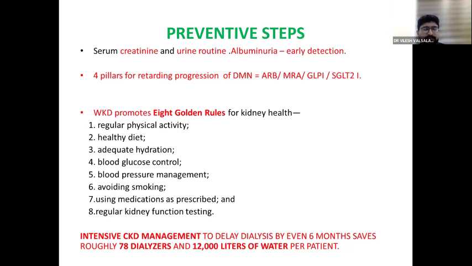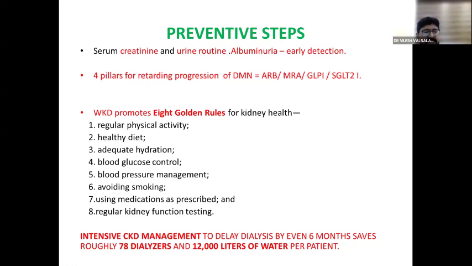Your relatives, your friends, your people, and you yourself should take care. Check your creatinine and albumin intermittently whenever you have any risk factors, look into the onset, and try to retard the progression of diabetes. And the 8 golden rules which we mentioned before, which everybody has to promote in our society: regular physical activity, healthy diet, hydration, glucose control, blood pressure control, avoiding smoking, and regular kidney function testing are very, very important.